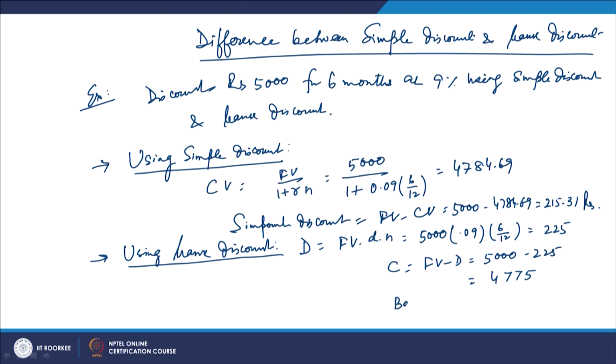So, now what you get is that the bank discount comes out to be 225. Now what we see is that the bank discount method has produced a larger discount, that is 225, as compared to the simple discount method which has given you 215.31. Because this is the case when you are using both the discount rate as well as the rate of interest the same as 0.09. So, that is basically the difference between the simple discount and the bank discount.